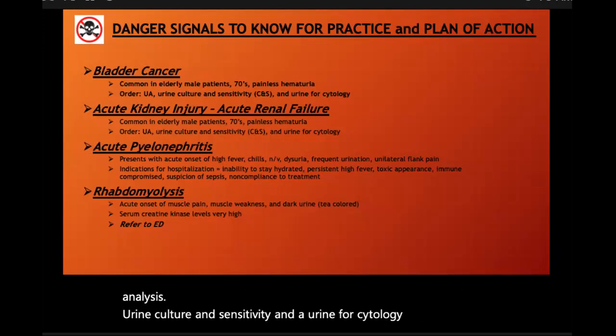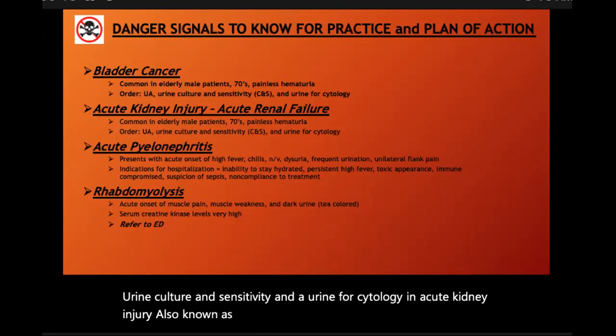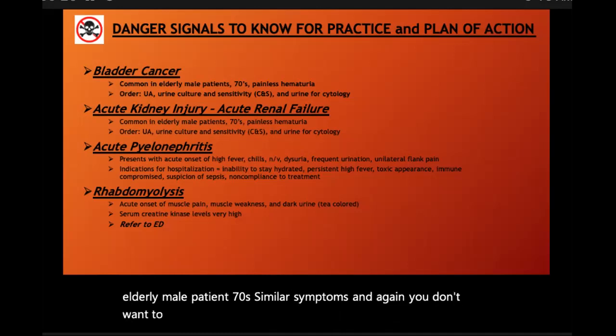In acute kidney injury, also known as acute renal failure, again, also common in elderly male patients in their 70s, there are similar symptoms. And again, you don't want to ignore painless hematuria.